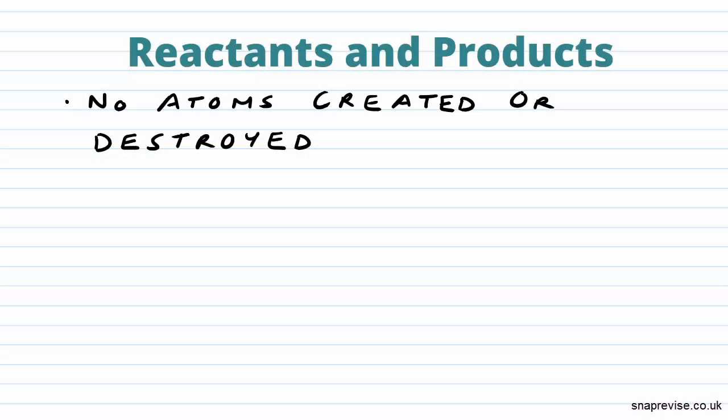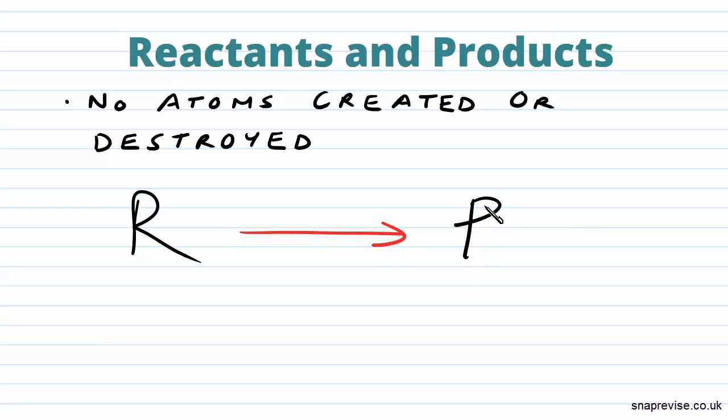Well, in an equation, no atoms are created or destroyed. You have your reactants, which are what goes into the equation, and these are changed to form your product. This is what comes out of an equation. Now your reactants could be, for example, hydrogen and oxygen, and your product could be H2O, water. Anything that goes in is a reactant on the left hand side, and anything that comes out is a product on the right hand side. And what's important is we're not creating or destroying any atoms, we're just changing their arrangement.